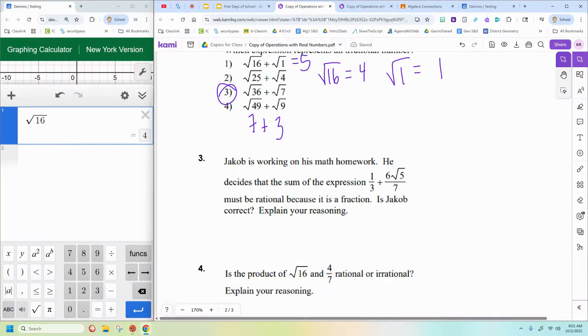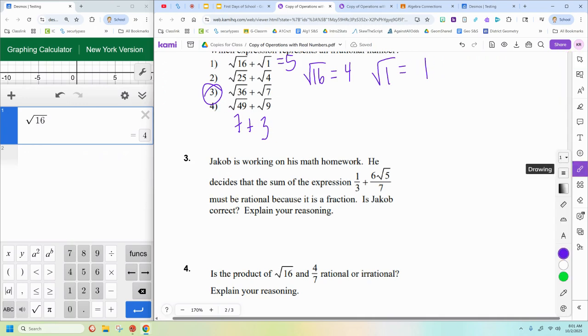So it says Jacob is working on his math homework. He decides that the sum of the expressions, and isn't it nice, they already put the plus sign there, must be rational because it's a fraction. Okay, whatever, Jacob. Is Jacob correct? All right. Well, at least the first thing we're going to do to see if we can squeeze a point is we're going to see if we can type this in Desmos and write down an answer. That's step 1. That might get you 1 point out of 2. So try typing that one in Desmos. Can you give that a try, please?